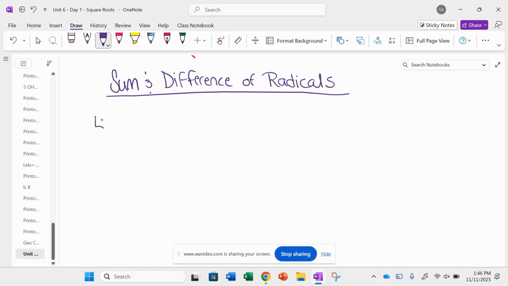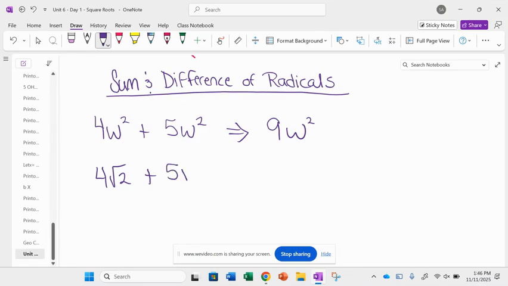What if I have a 4w squared plus a 5w squared? How do we add that? You get a 9w squared. What does that mean? We just add the coefficients and leave the variable and the exponent the same. It's the same idea with the radical. So if I have 4 root 2 plus 5 root 2, you want to make sure the radicands are the same, and you also want to make sure the indexes are the same, because we will get to the point where we're dealing with different indexes. Are the indexes the same? Yes. So now we make sure the radicands are the same. Again, we're good. You just add the coefficients in front and you leave the radical the same.